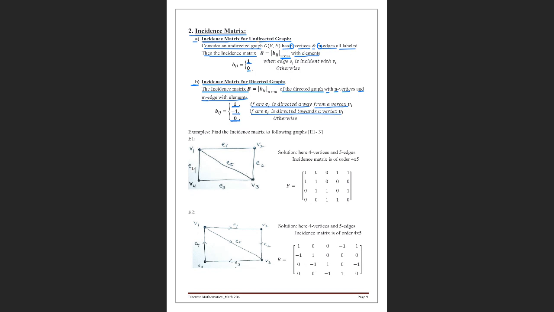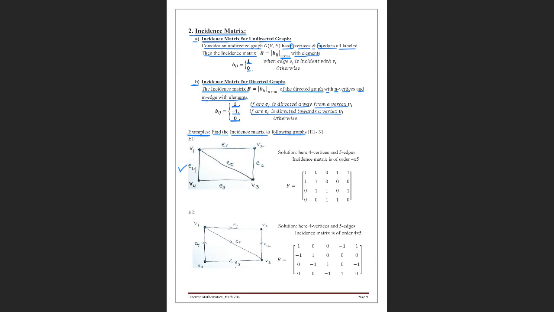Going away, if A is going, then you will write +1. If A is coming, then you will write -1. And if there is no edge, then you will write 0. Okay. Now see this example. Find the incidence matrix of the following graphs. Okay. See this graph.